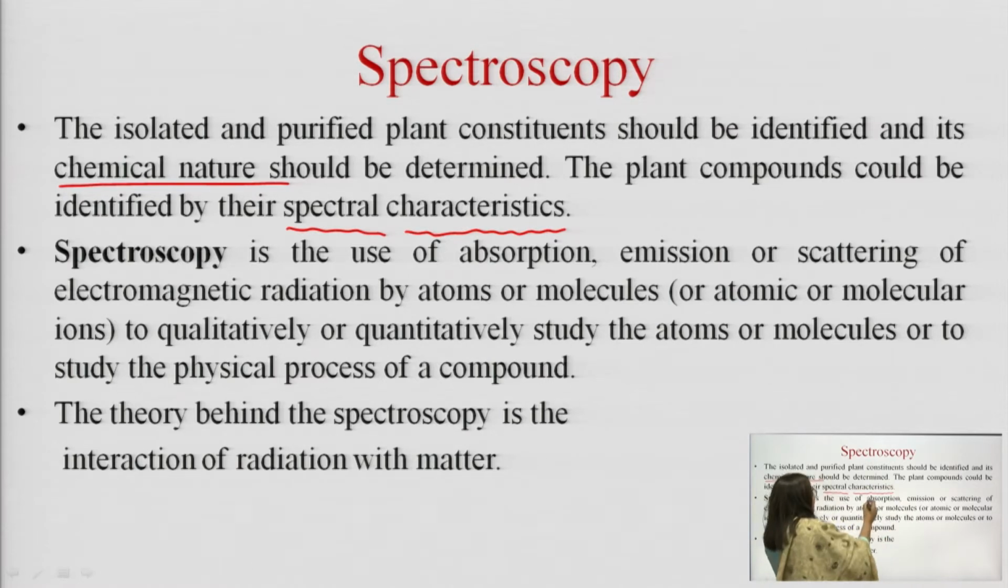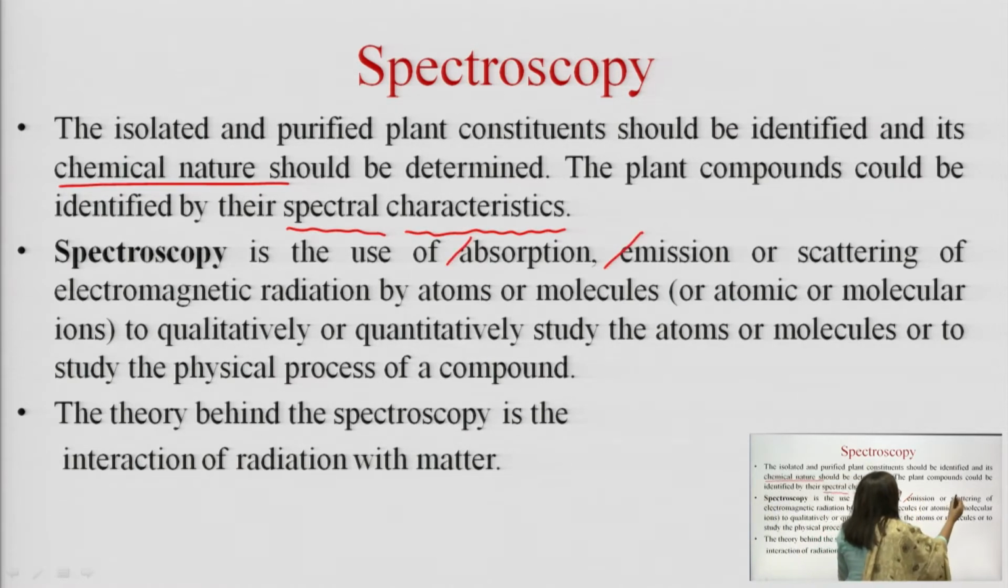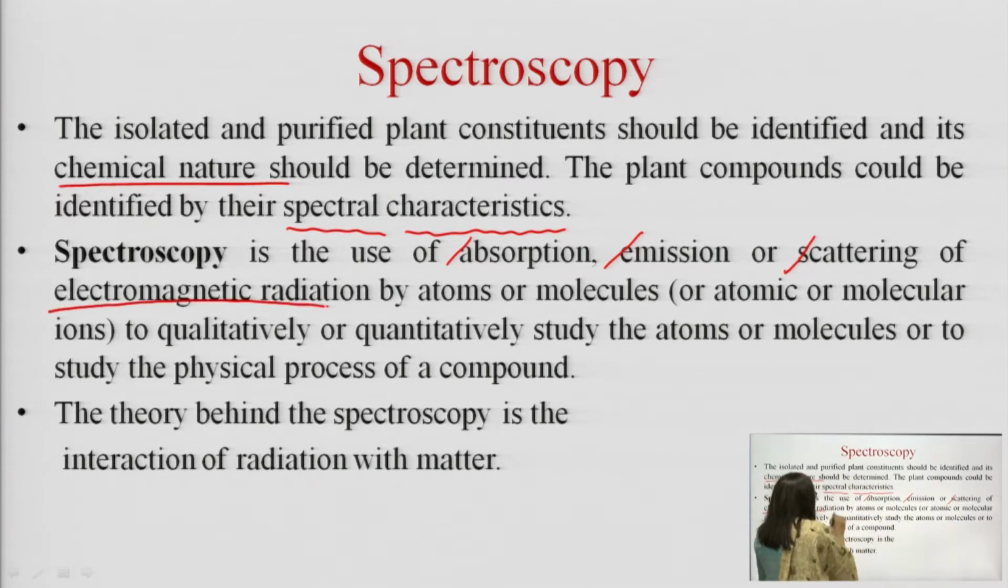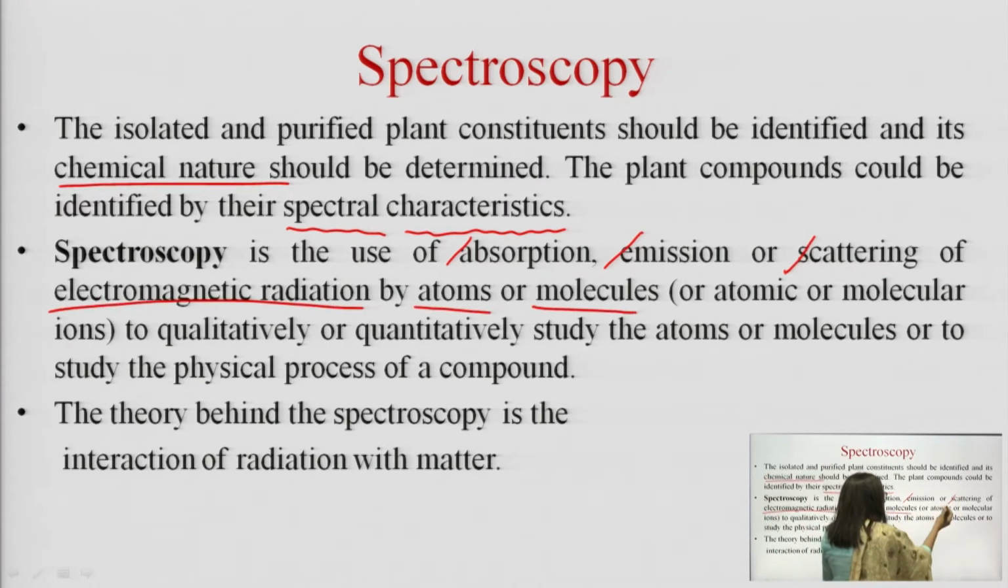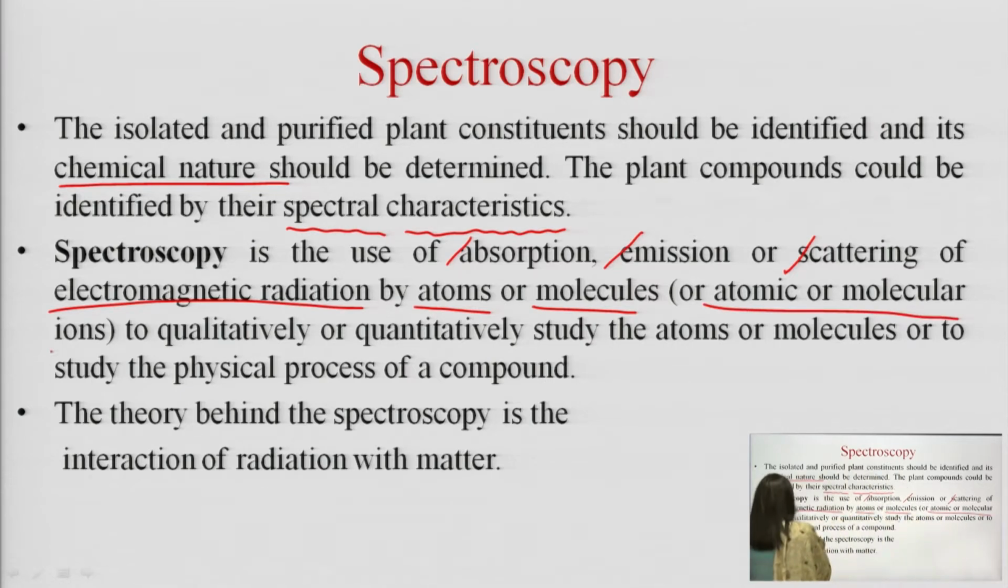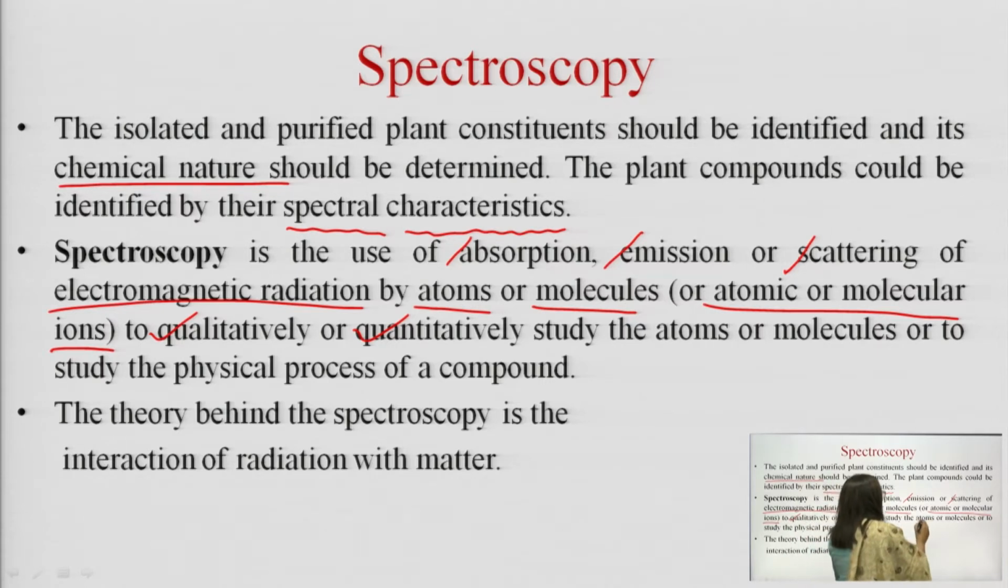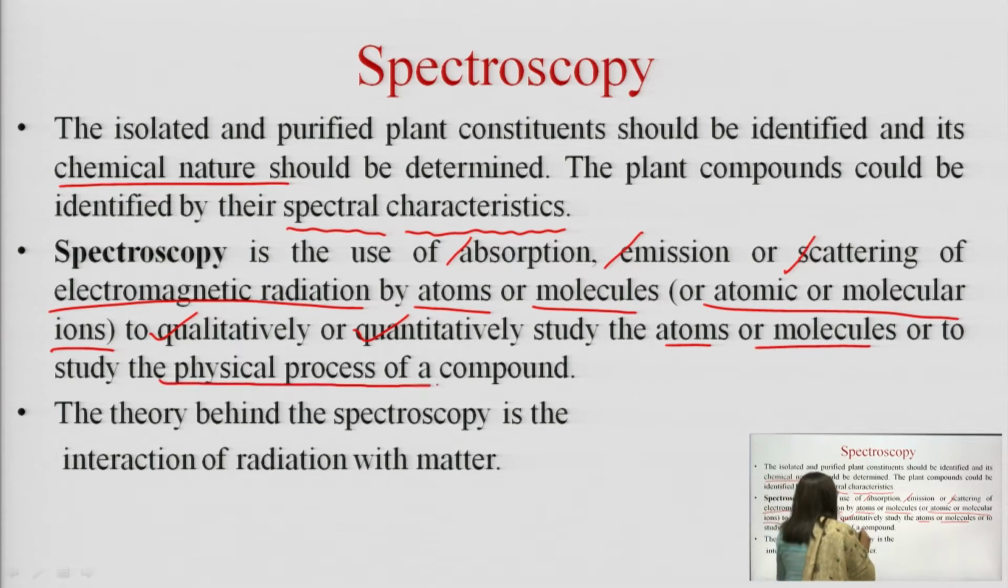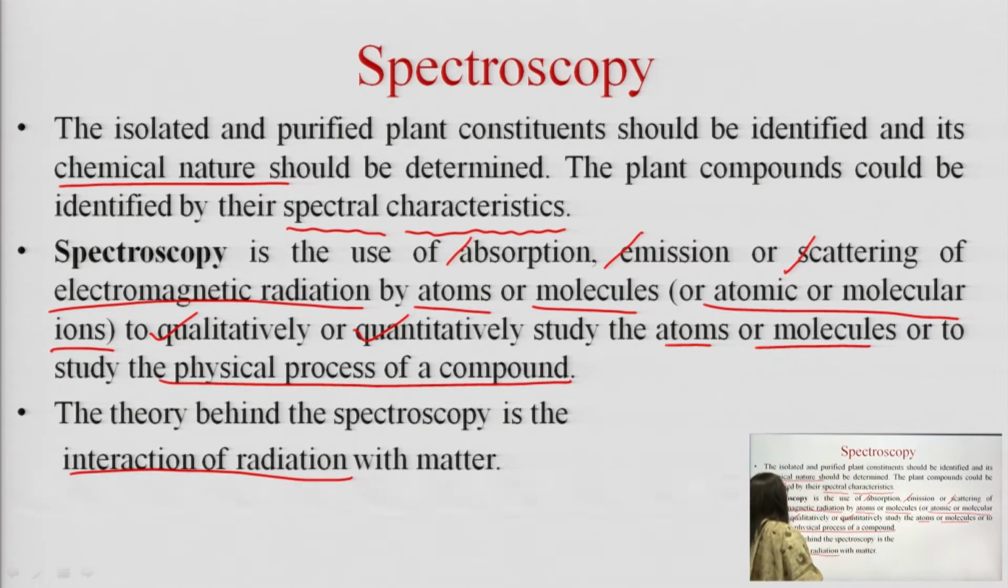Spectroscopy is the use of absorption, emission, or scattering of electromagnetic radiation by atoms or molecules or atomic and molecular ions to qualitatively or quantitatively study the atoms or molecules, or to study the physical process of a compound. The theory behind spectroscopy is the interaction of radiation. The technique utilizes the principle of absorption, emission, or scattering.